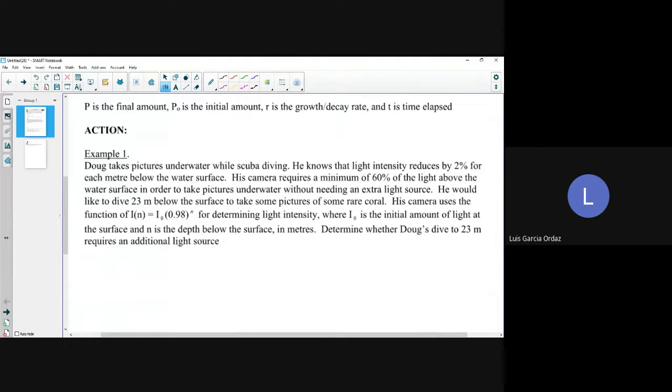His camera uses the function I_n is equal to I0 times 0.98 to the power of n for determining the light intensity, where I0 is the initial amount of light at the surface, and n is the depth below the surface in meters. Determine whether Doug's dive to 23 meters requires an additional light source.